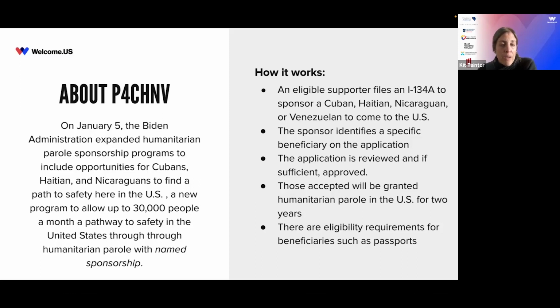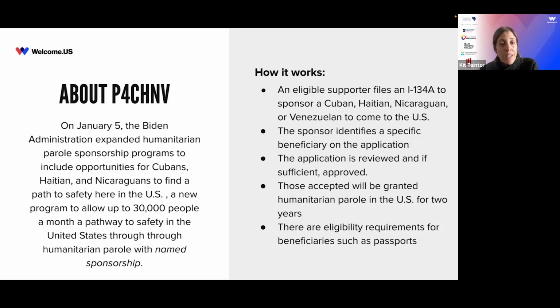As we look at this slide together, I want to draw your attention to the verbiage in italics. It's named sponsorship. Do you see that at the bottom? What this means is a beneficiary from Cuba, Haiti, Nicaragua, or Venezuela must know a person willing to sponsor them in order to avail themselves of the CHNV program. So even if you meet all of those eligibility requirements that I talked about just a minute ago, you still need to have somebody in the United States who's willing to sponsor your pathway here.